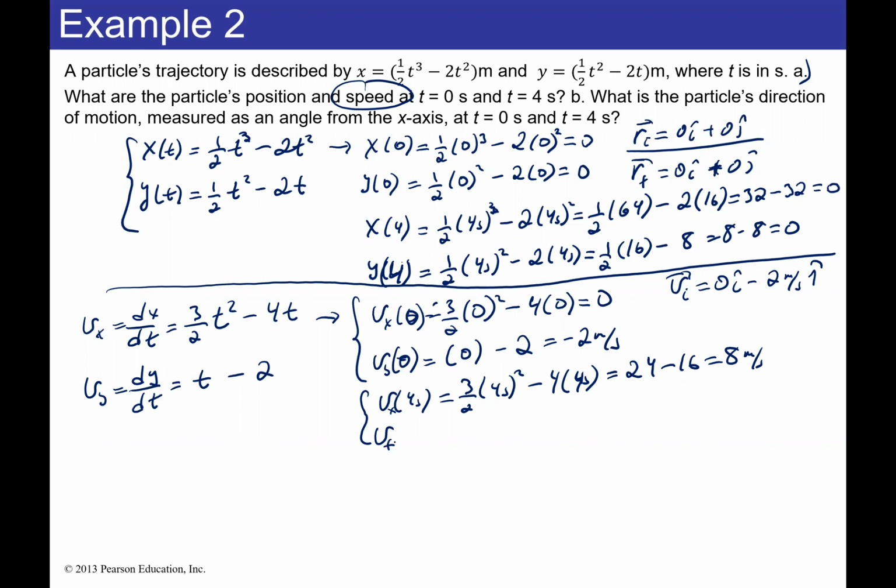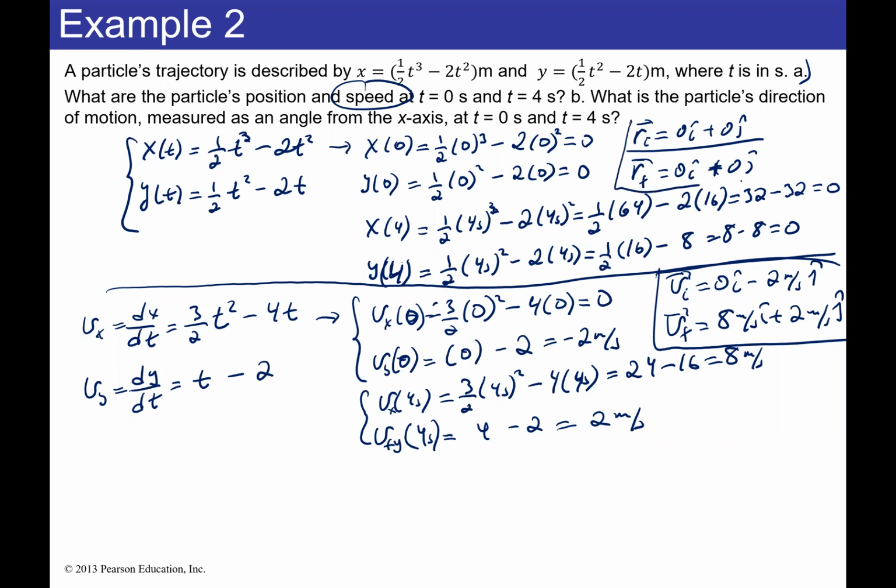Then V final in the y direction: it's 4 minus 2, so technically there's a 1 there, which is basically meters per second. So I get 2 meters per second. And then you can say that my V final here is 8 meters per second i hat plus 2 meters per second j hat. All right, so those are my velocities. This was my position, and this was my velocity.